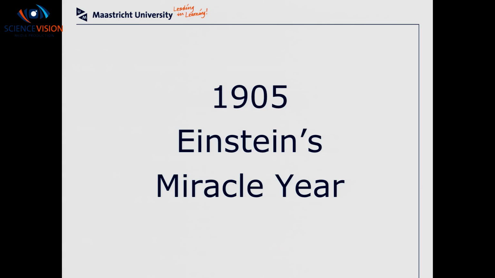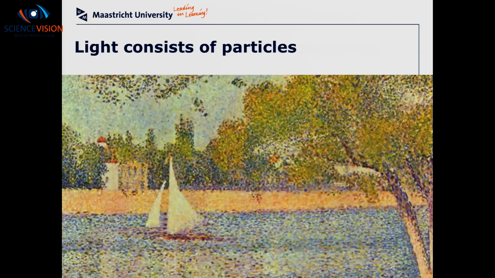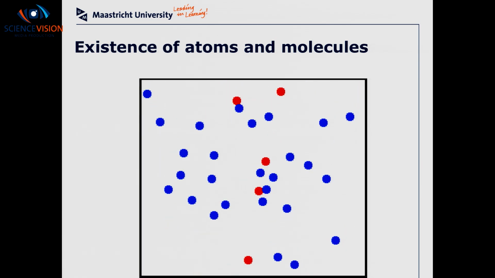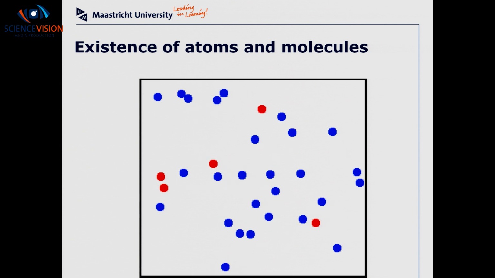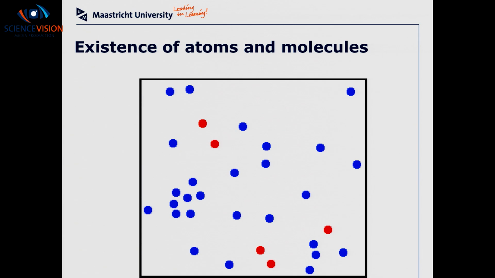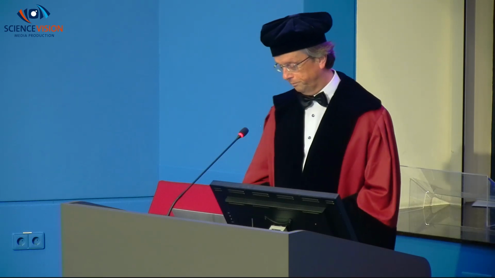In 1905, he had his miracle year, as they call it, in which he exploded with 4 articles that shook the world of physics. The subjects he covered were that light consists of particles or photons, for which he got the Nobel Prize in 1921. He explained the phenomenon of Brownian motion. If you drop pollen on a surface of water, the red dots here, they start moving around. And he explained that in effect they are kicked around by the blue water molecules, thereby coming up with evidence of the existence of atoms and molecules.